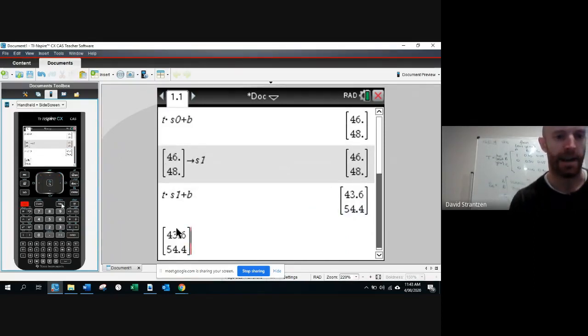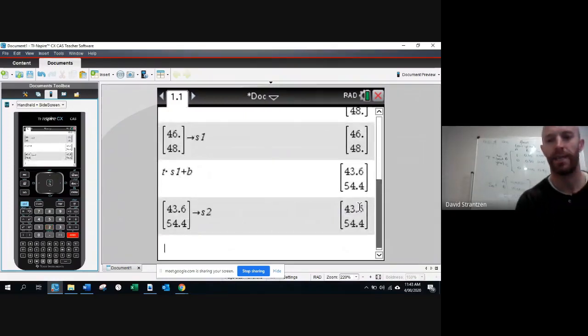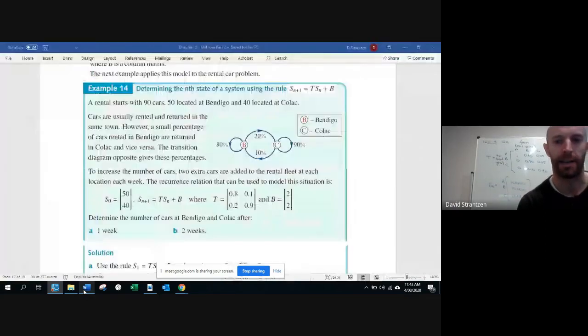That means that after 2 weeks, if I round to the nearest whole number, there will be 44 cars in Bendigo and 54 cars in Colac. So you can see that we've got our answers.